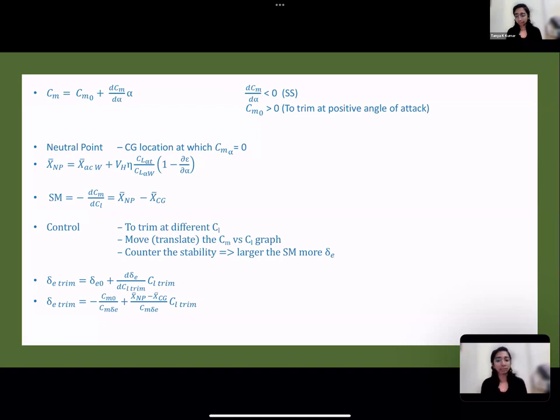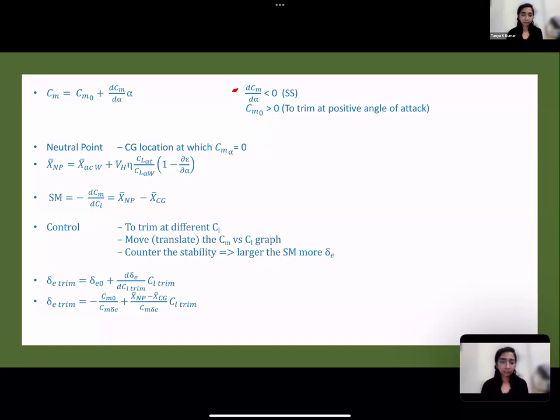it's very important that the only condition for longitudinal static stability is that Cm alpha is less than 0. This one. This is the only condition for static longitudinal stability. Another thing that we saw is that we require Cm not to be greater than 0. Why? So that you can trim your aircraft at positive angles of attack. But it is in no way related to stability. It is not even a necessary condition. It is just for you to trim your aircraft at positive angles of attack, which is usually the case. The only condition for stability is Cm alpha less than 0.